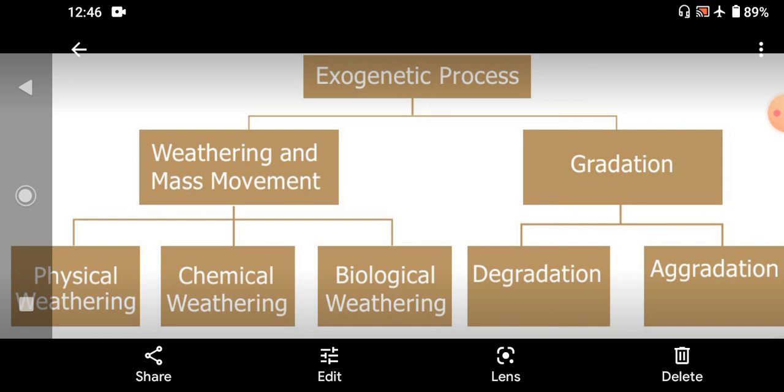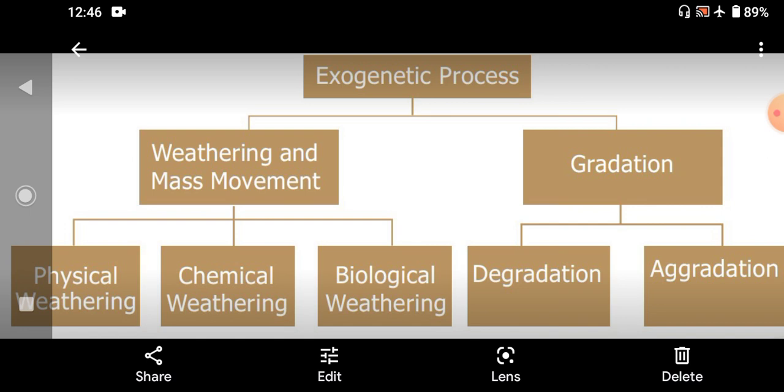Then weathering has three branches: physical weathering, chemical weathering and biological weathering. Then gradation has two branches: degradation and aggradation. Can you understand, students? The exogenetic process has two major types: weathering and gradation. Weathering has three types: physical, chemical and biological weathering. Gradation has two types: degradation and aggradation.